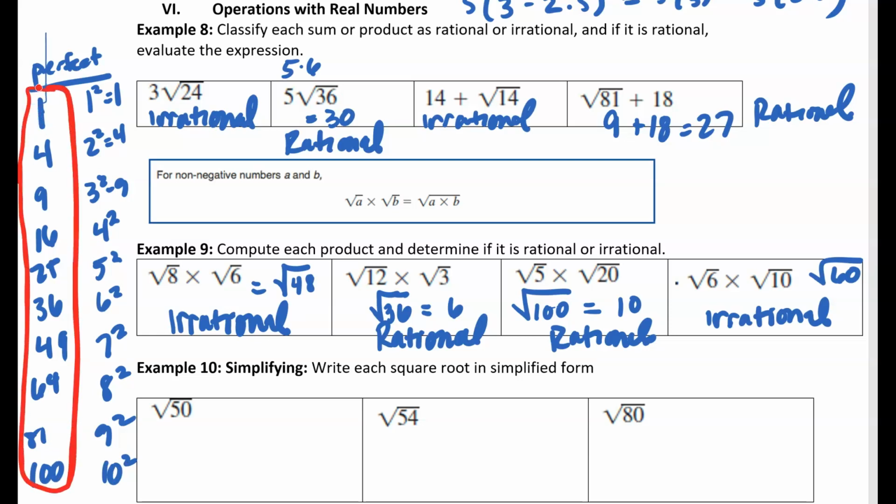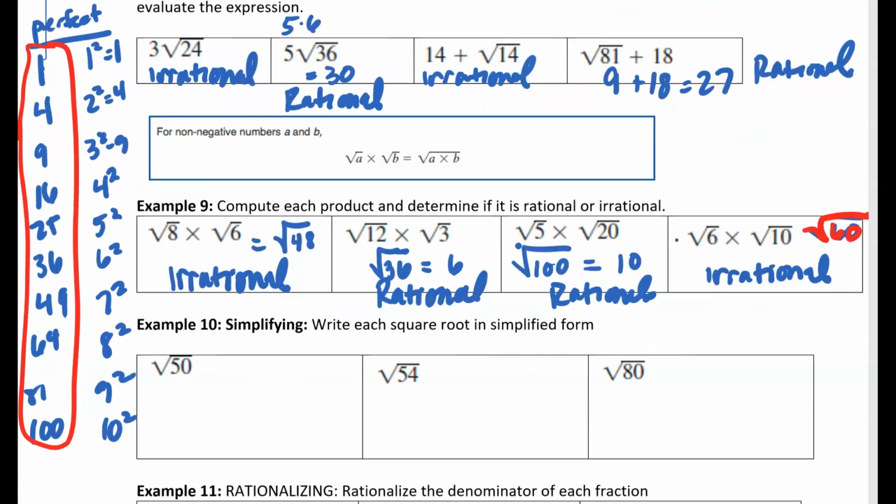And then keep in mind you can also put these numbers in the calculator. So the square root of 60, if you weren't sure if that's irrational or not, put that in the calculator. And if you get an answer or number that doesn't repeat and doesn't end, you know it's irrational.